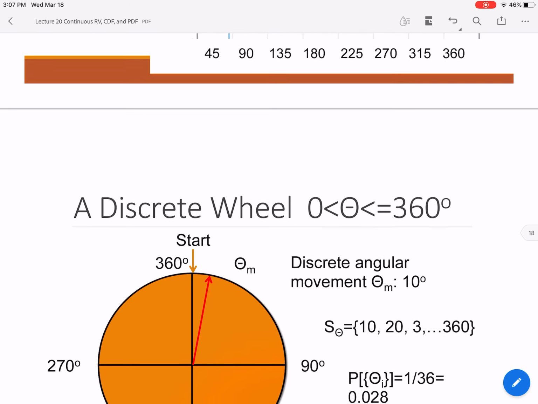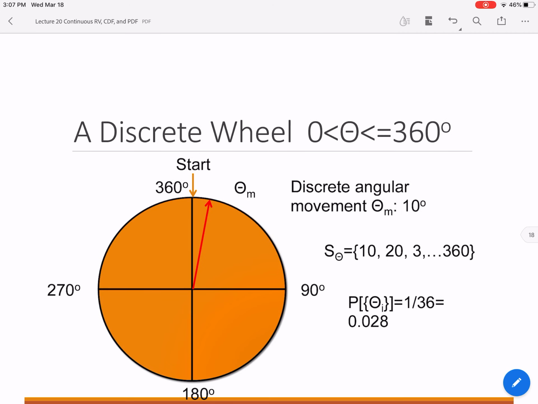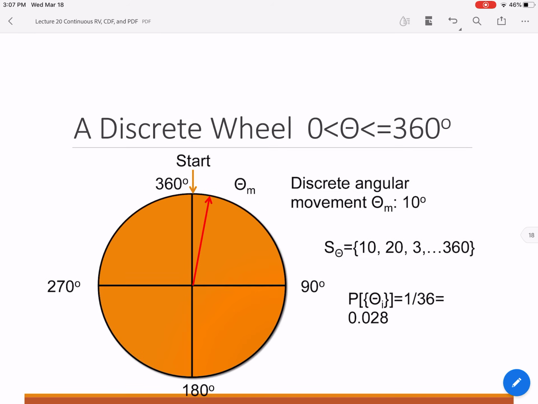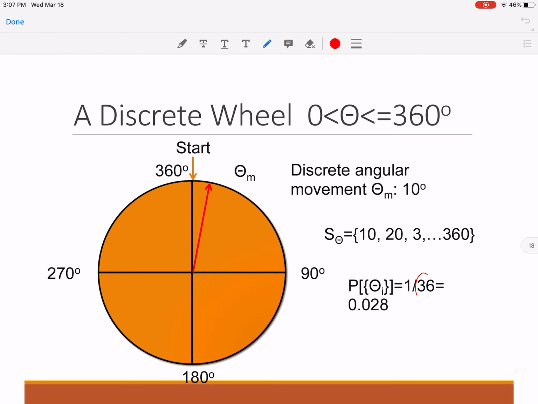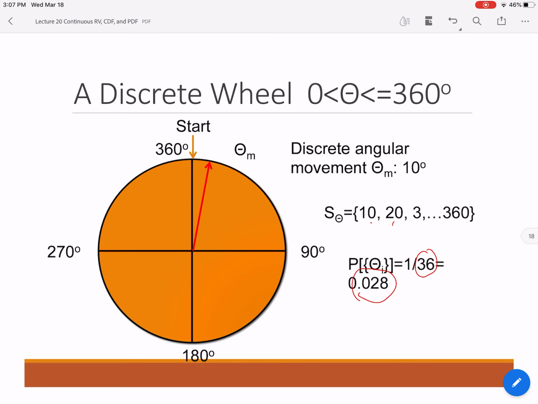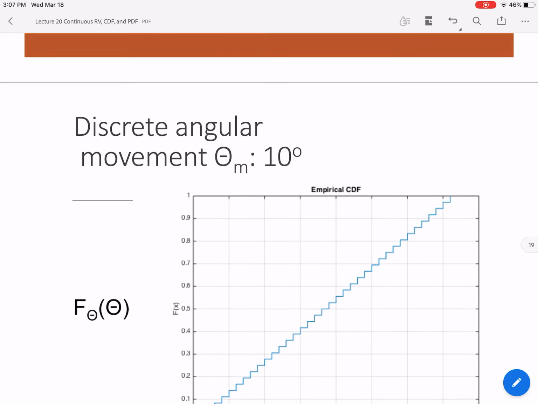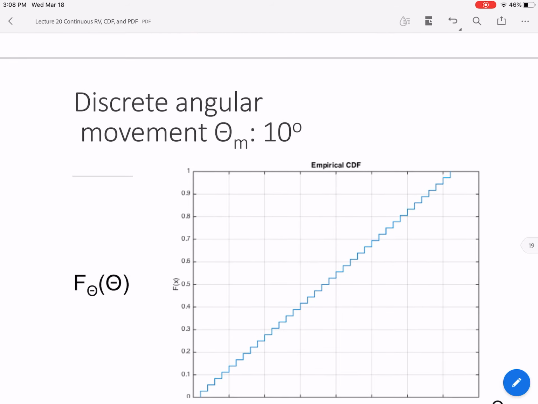Now further, let's say that now my pointer can stop at multiples of 10 degrees. So I have 36 such possibilities, and the probability that the pointer stops at a particular angle, 10 degrees, 20 degrees, 30 and so on, is going to be 0.028. Now let's draw the CDF for this case. The CDF for this case now is going to be looking like this. There are a large number of steps now, and the size of each step has reduced quite a bit.